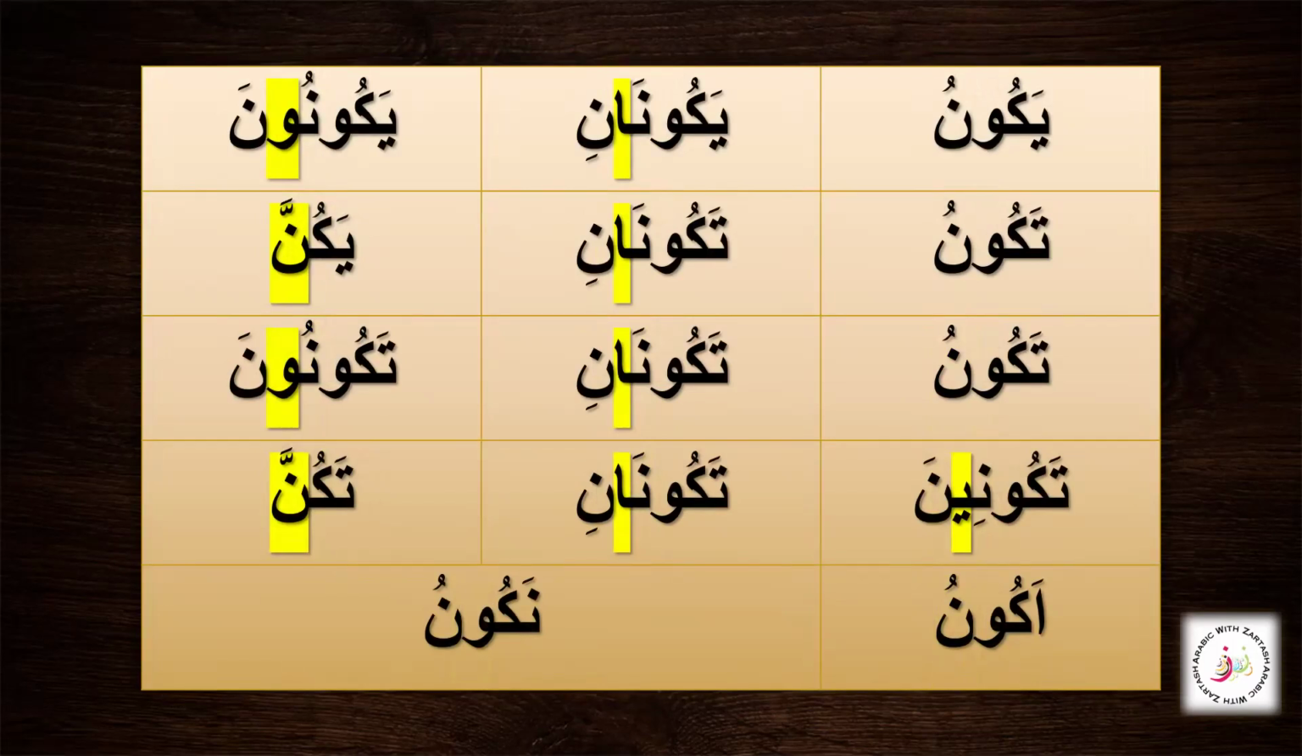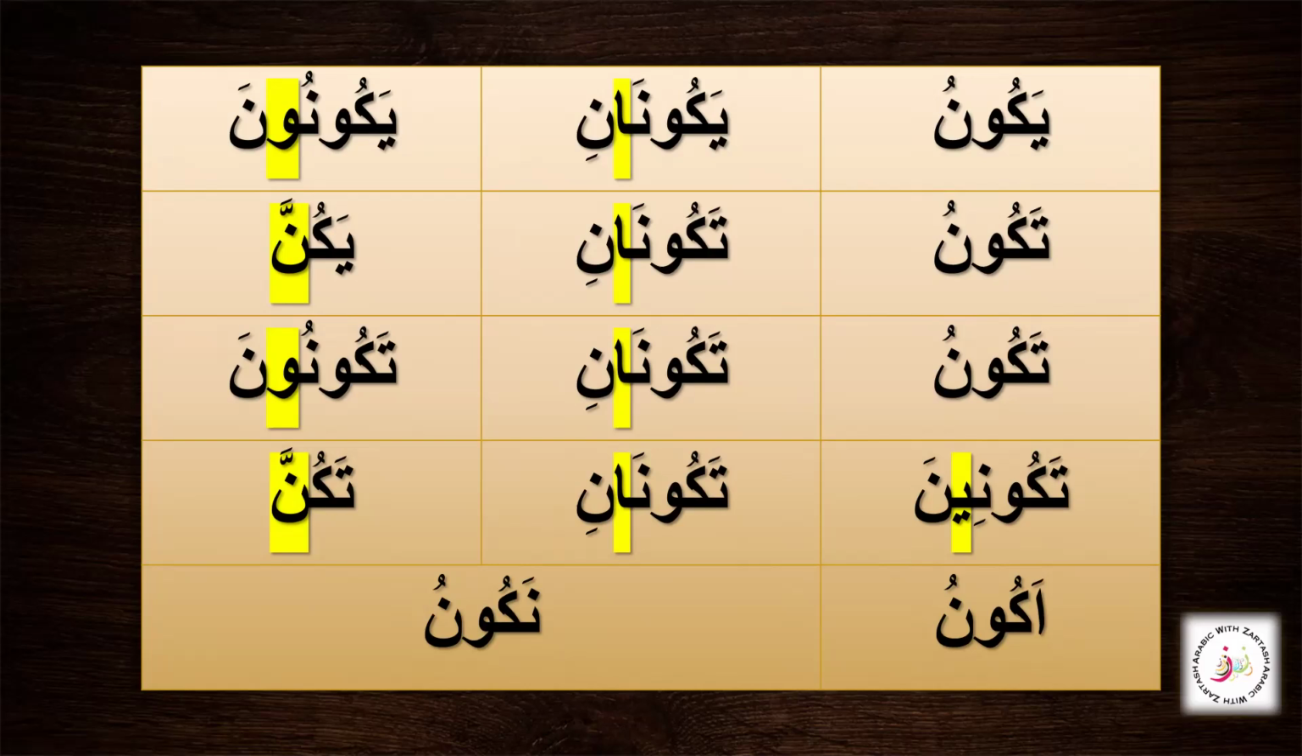We have huwa yakunu, huma yakunani, hum yakununa, hiya takunu, huma takunani, hunna yakunna, anta takunu, antuma takunani, antum takununa, anti takunina, antuma takunani, antunna takunna, ana akunu, nahnu nakunu. So we have this again, the present tense form where we see the visible pronouns here, alif isnain, wal jama, and nun niswa. These are all ism of kana.